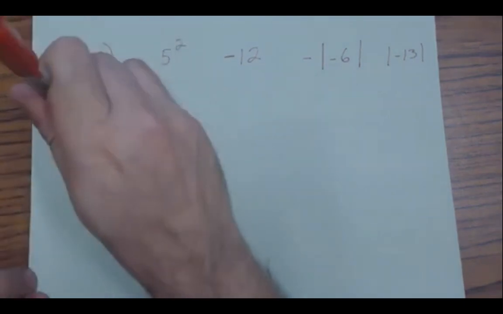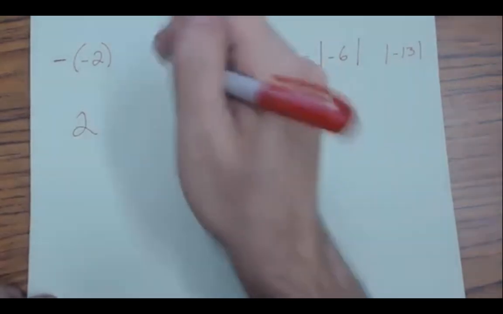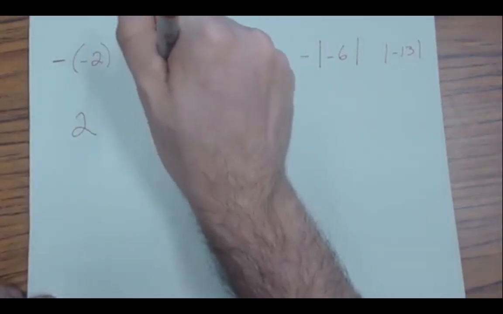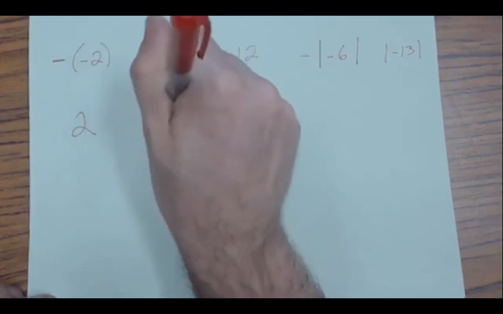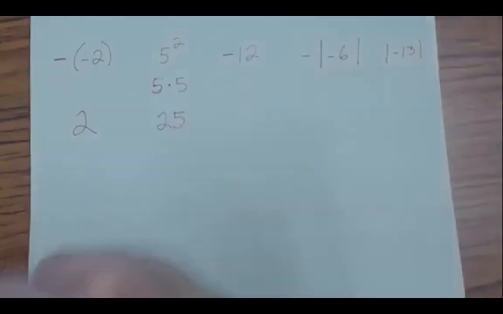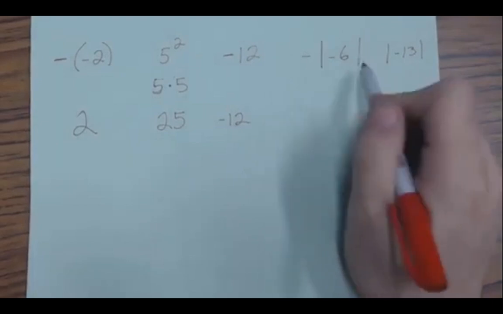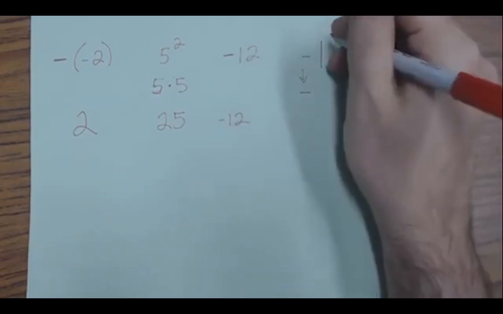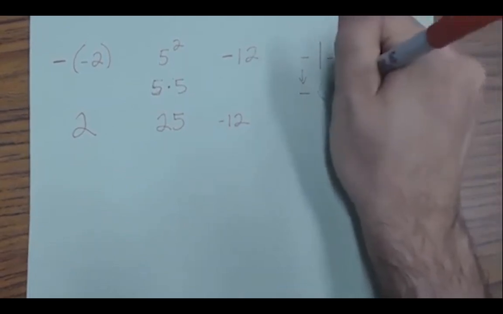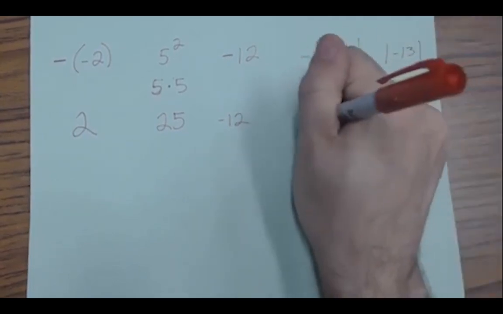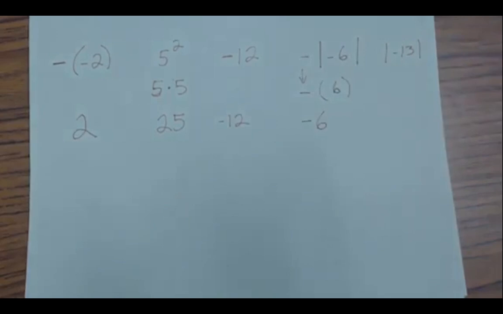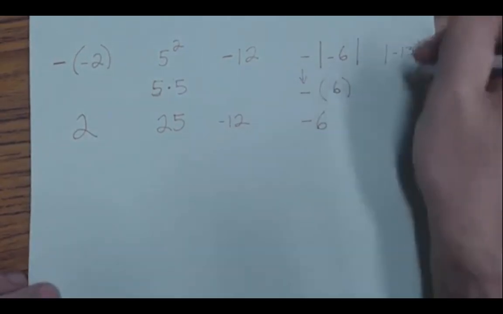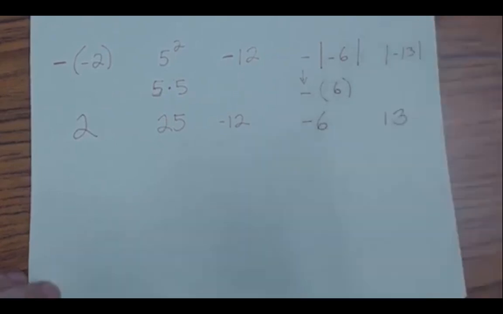The opposite of -2 would be +2. 5 squared means 5 times 5, which would be 25. -12, there's nothing to do there. It's just -12. The opposite of the absolute value of -6 would be the opposite, and the absolute value of -6 is +6. The opposite of +6 is -6. And then the absolute value of -13 would be +13.